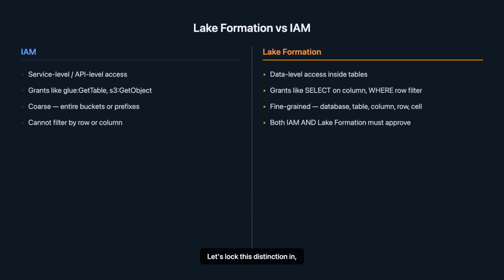Let's lock this distinction in because the exam loves to contrast these 2 side by side. On the left, IAM controls service level access. It decides whether you can call Glue GetTable or S3 GetObject. It's coarse: entire buckets, entire prefixes, entire APIs. It cannot filter by row or by column. On the right, Lake Formation controls data level access inside tables. Its grants look like select on a specific column with a where clause filtering rows. And the crucial rule, both IAM and Lake Formation must approve the request or it fails.